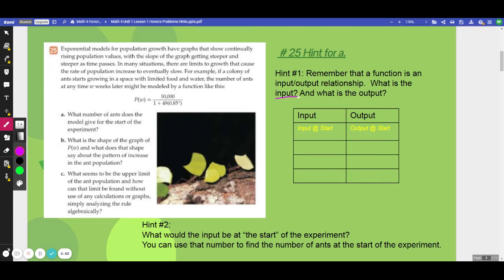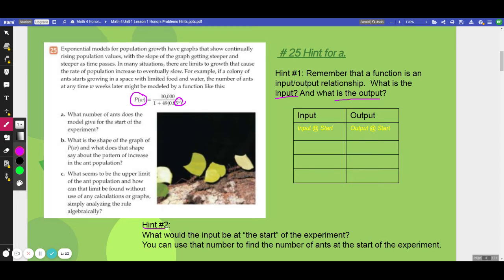So what is the input and what is the output? Trying to decipher in this scenario, what is your input that you're plugging into this equation and what is your output that you're getting out from the equation? My hint to you is that one of them is W, number of weeks, and one of them is P, population of ants. So try to figure out which one's your input, what's your output.